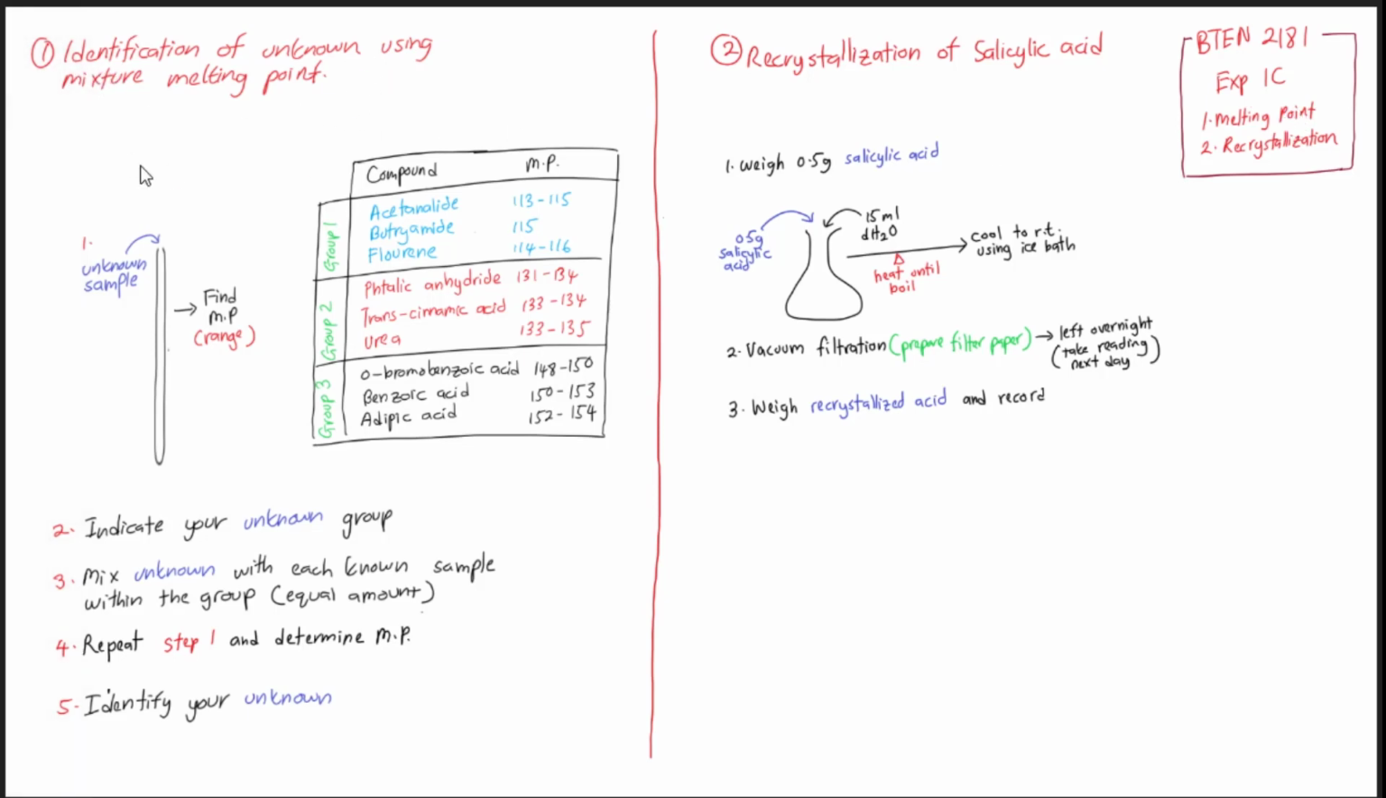We start with the first part, identification of an unknown using the mixture melting point. I will brief you first. We have what we call a capillary tube. I will show you the capillary tube later on. We put our unknown sample inside this capillary tube, and we insert it into a machine we call the melting point apparatus, and through that machine we will see when the sample starts to melt.